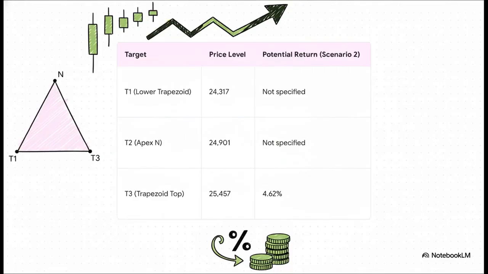From the get-go, the setup also identified three potential targets. You can pretty much think of them as price goals. T1 was at 24,317, T2 was higher at 24,901, and the highest target, T3, was all the way up at 25,457. Hitting that top target would have meant a 4.62% return in this scenario.